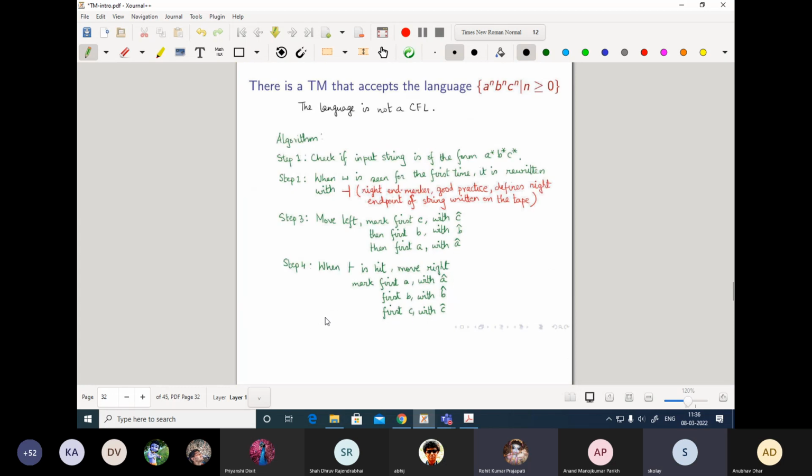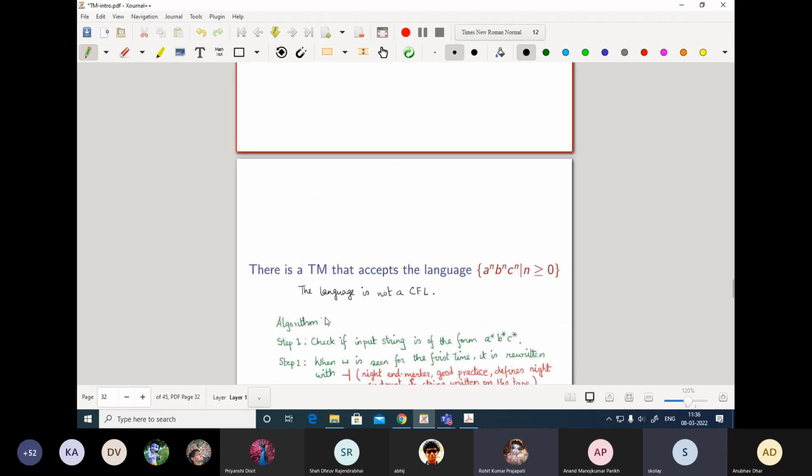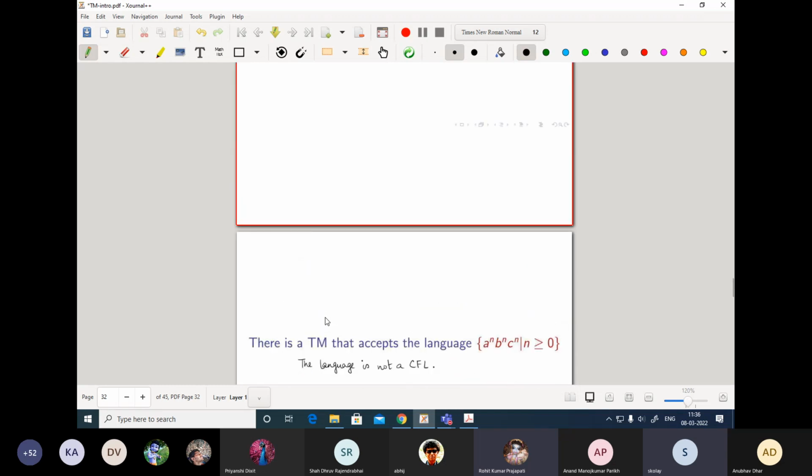Okay. Now let's look at another language. This language is not a context-free language, but we will design a Turing machine that accepts this language: A to the n, B to the n, C to the n. So just by looking at the language, can somebody suggest how to go about it? We've seen some ideas like how to mark alphabets and how to match things, how to match several alphabets, how to do counting, and so on.